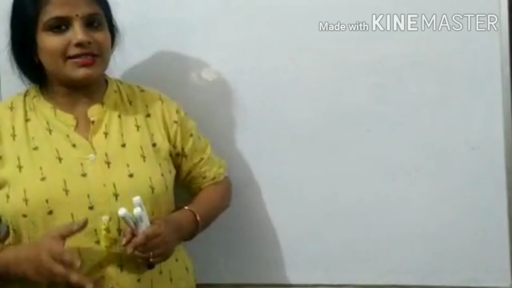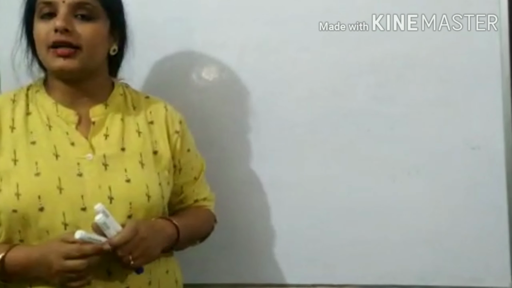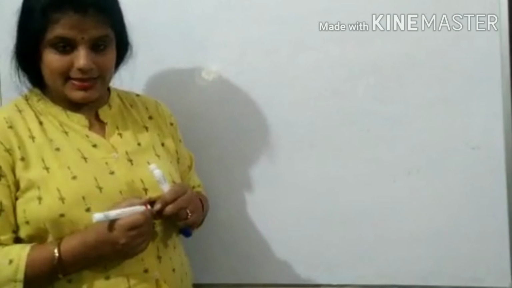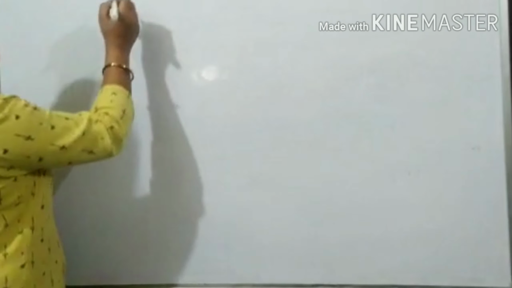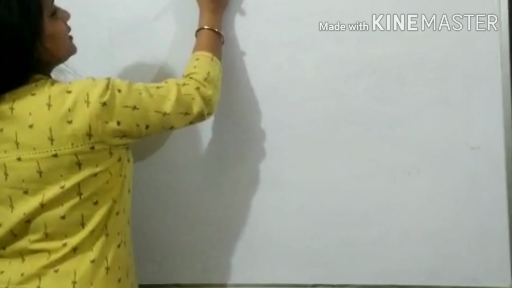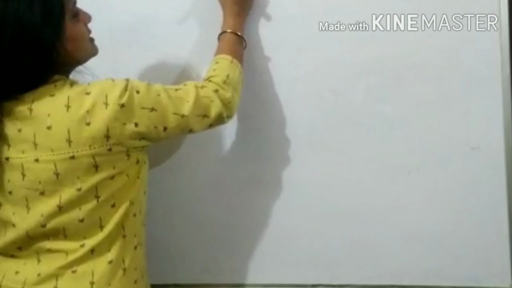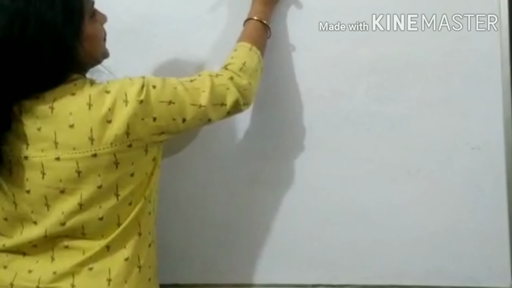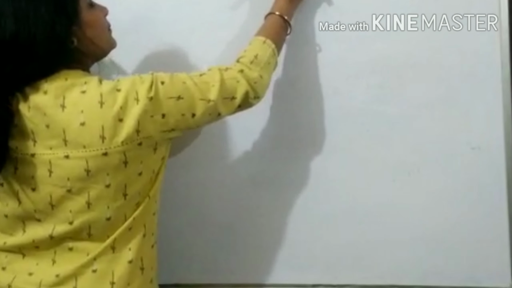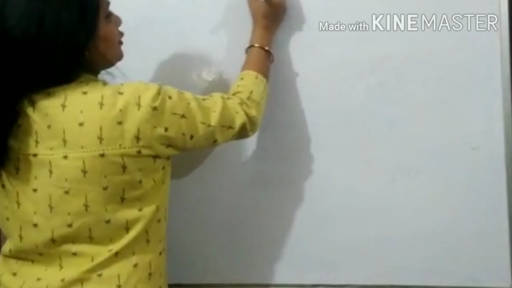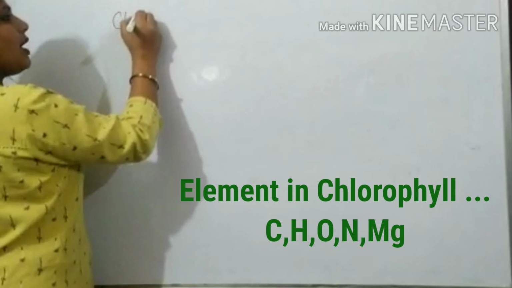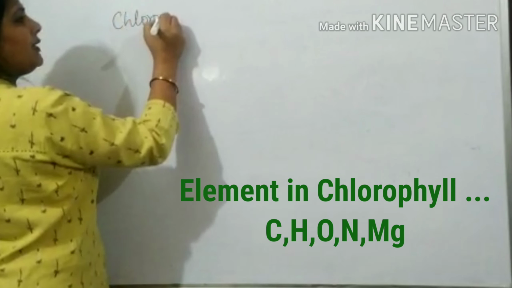In the last video we discussed the structure of chloroplast, and in this video we will discuss how the leaf is adapted for photosynthesis. Let's discuss. Topic is photosynthesis. For photosynthesis, the pigment required is chlorophyll.